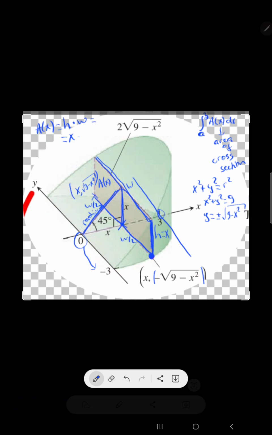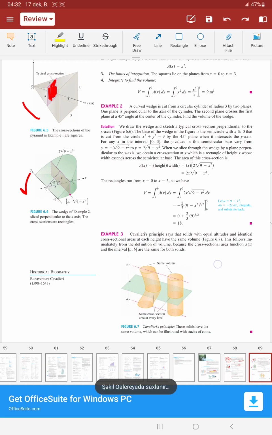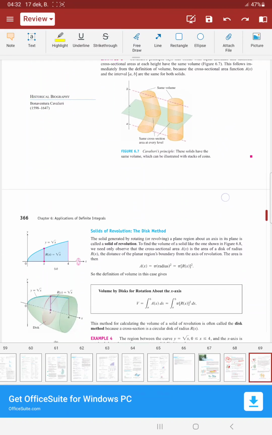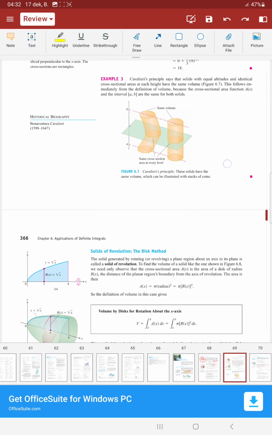Okay, so it means our y is the square root of 9 minus x squared. It means width is equal to 2 times that. Okay, and that's it. We'll just put it in here and then evaluate the integral. Now, let's see what else we have.